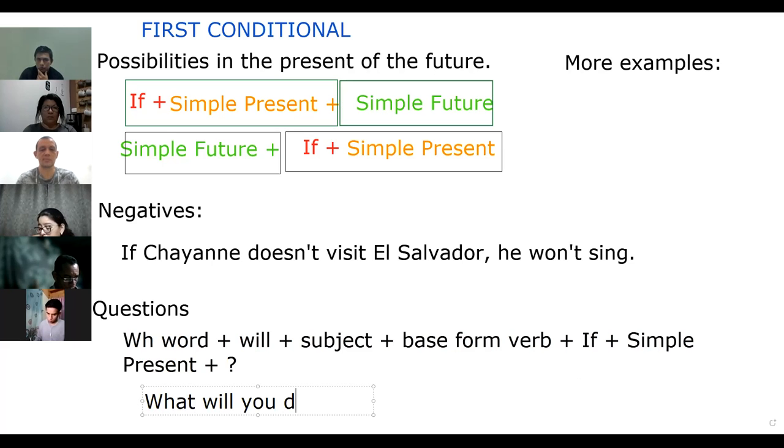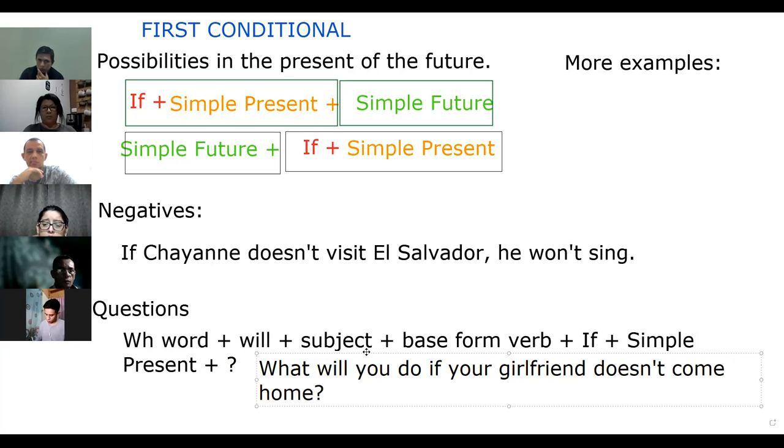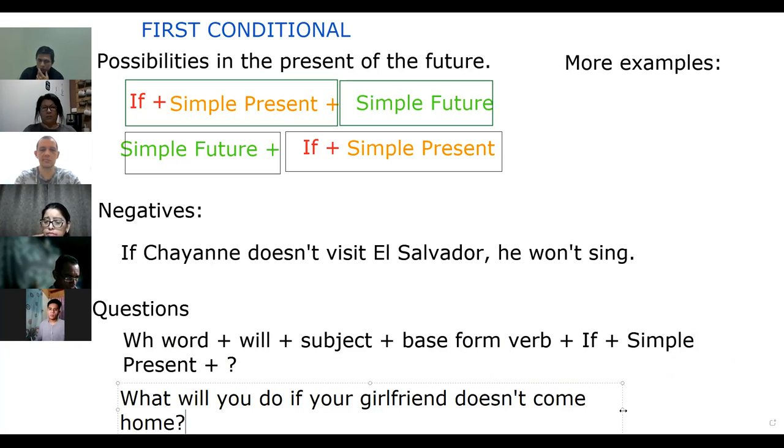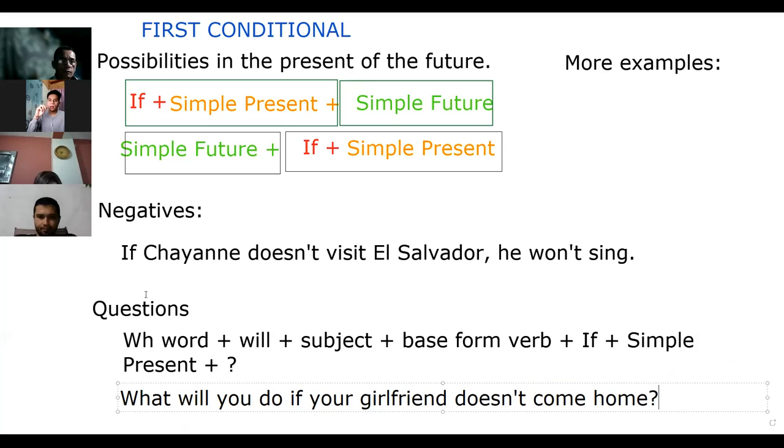So for example, here, guys, you can say, what will you do if your girlfriend doesn't come home? ¿Qué vas a hacer si tu novia no llega a la casa? Right? Got it, guys? So now, don't worry about the questions today, okay? We're going to see questions later, guys, but just FYI, okay?